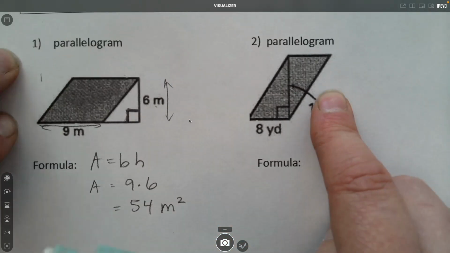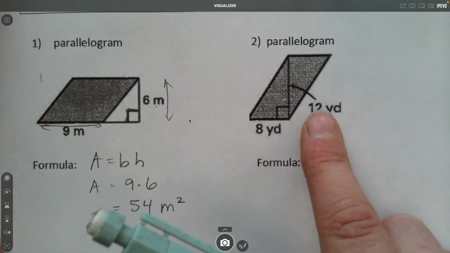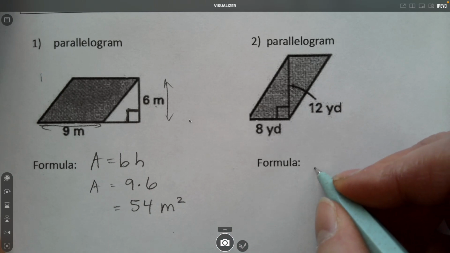So you should go ahead and try the second one with the parallelogram. I'm going to go ahead and work it out. So pause your video and then you can watch me doing that problem.